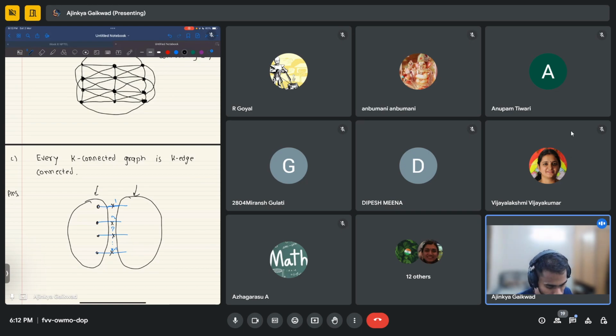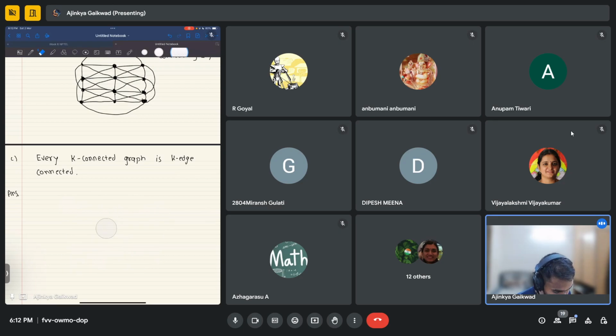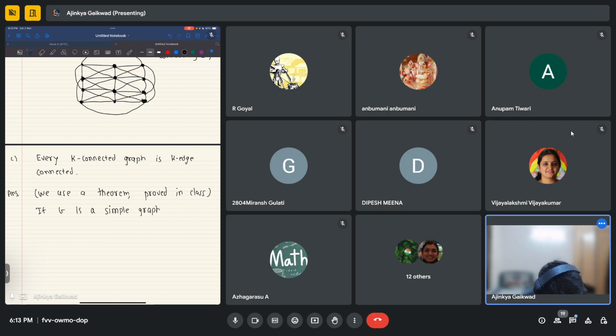But this is just an intuition, let me prove it. This is where the theorem you have learned in your class will help. So let's say we use a theorem. This is proved in class, so you can see the proof later. What it says is that if G is a simple graph, then K of G is at most K prime of G, which is at most delta of G. So this is the theorem.